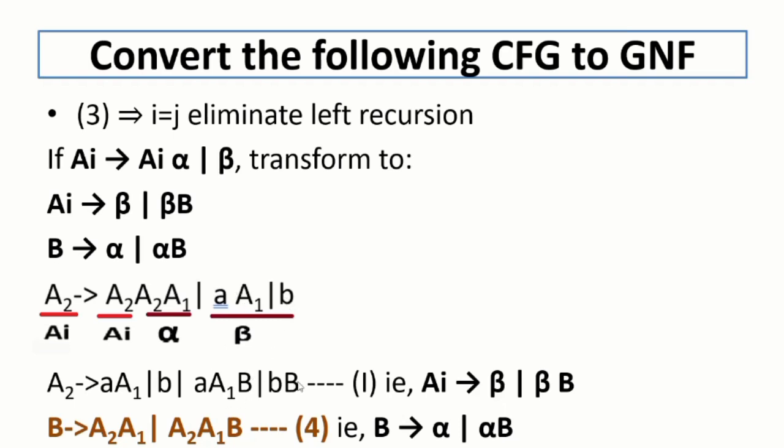So the entire production is going to be in Greibach normal form: a terminal followed by any number of non-terminal symbols, or a single terminal.